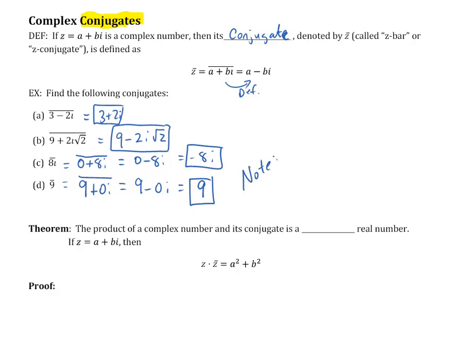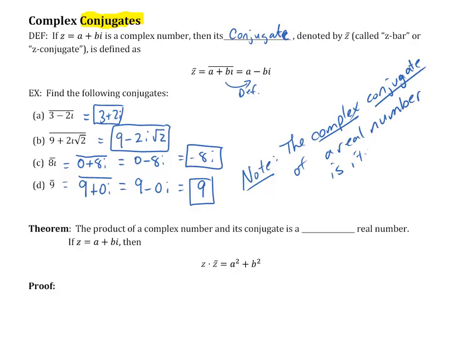Note, let's write that down. The complex conjugate of a real number is itself. And that's only true for real numbers. Real numbers are the only type of number whose complex conjugate is itself. But that's something you can say about all real numbers.